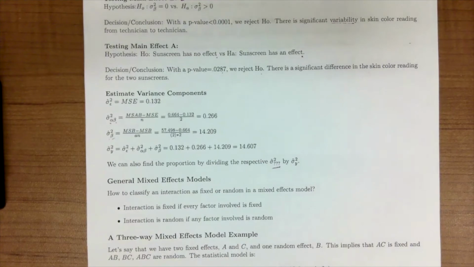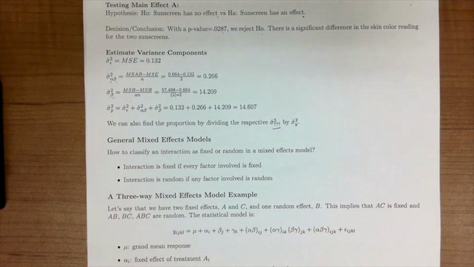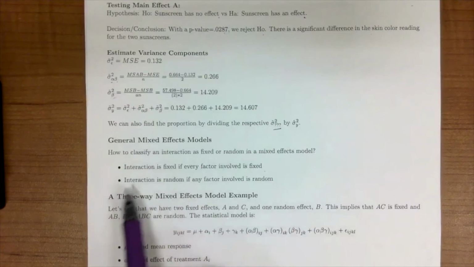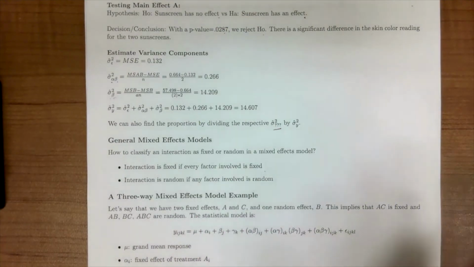Now, I want to give you at least a more generalized look at mixed effects. In this case, we were only doing 2-way, where one is fixed and one is random, but in some designs, you might have more than just 2 effects. So how to classify an interaction as random or fixed in a mixed effect: an interaction will be fixed if every factor involved is fixed, and an interaction term will be random if any factor involved is random.